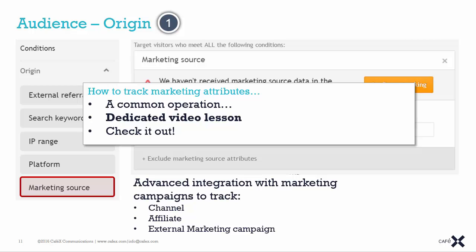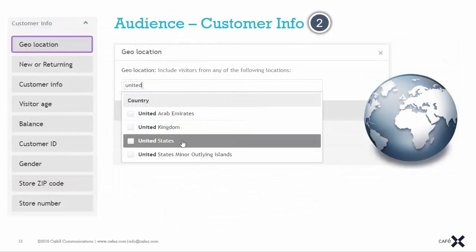Let's now take a quick look at the customer conditions, starting with geolocation. Now, we can discriminate or filter users from a given geolocation, the United Arab Emirates, the United Kingdom, the United States, or wherever. It works through a geo-IP lookup, and, well, while it's not 100% accurate, it's a pretty good indication of where the user's browsing from.